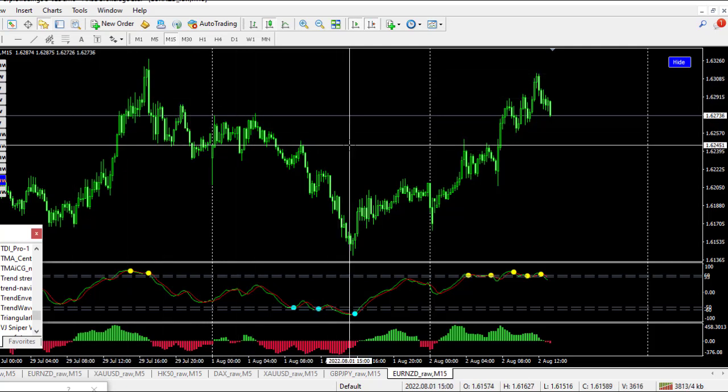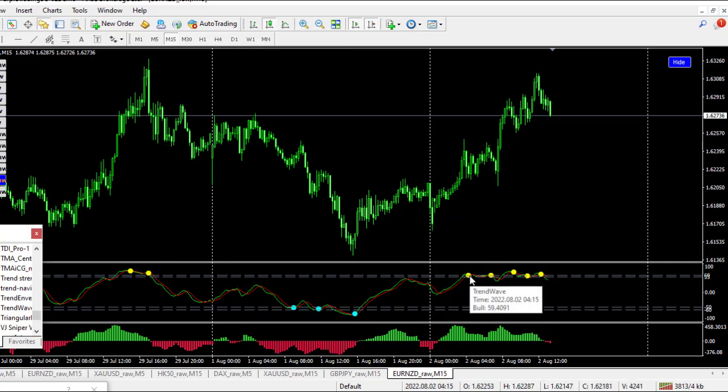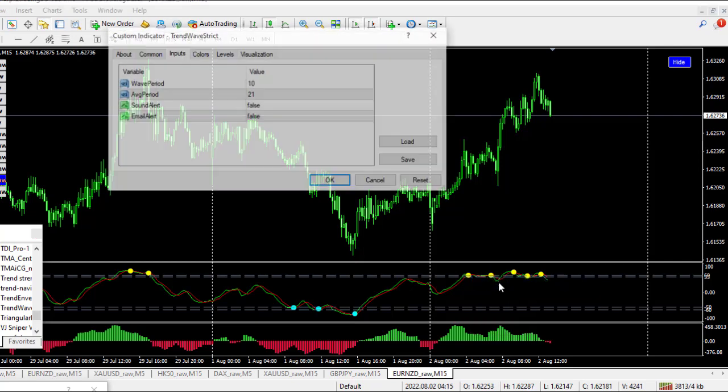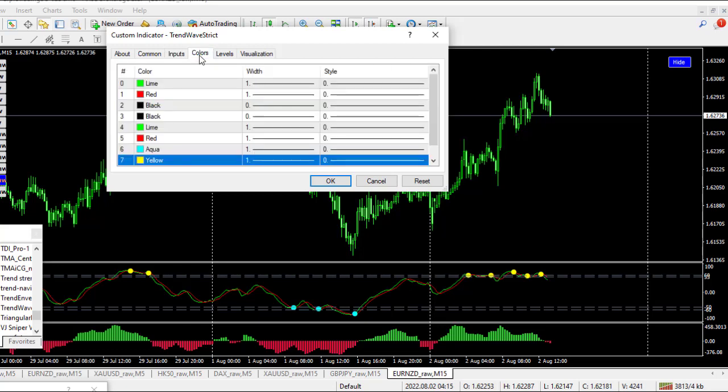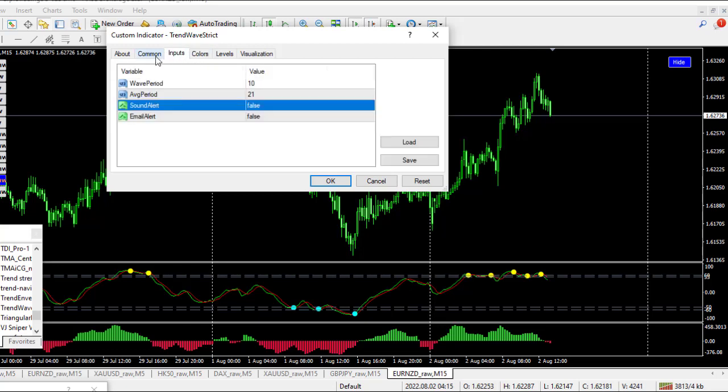So let me show you the setup for this particular indicator. For the trend wave indicator, let's check the period. The wave period is 10 and the average period is 21. If you want the sound, you can turn it to true, and if you don't want it like me, just leave it as false. The color you can change, but just leave it the way it is. This is the setting for the trend wave indicator. Once you are done, just click OK.